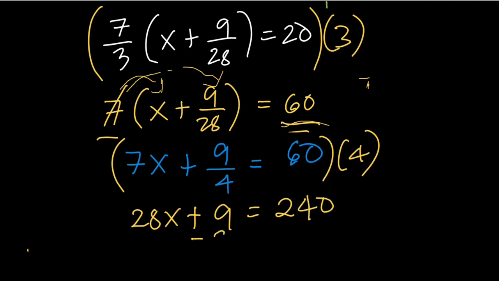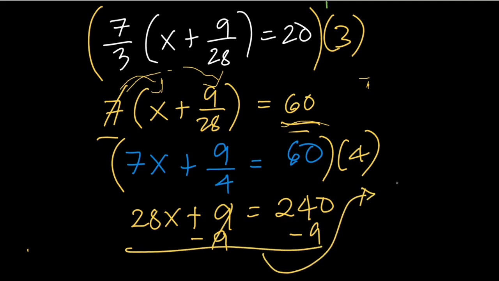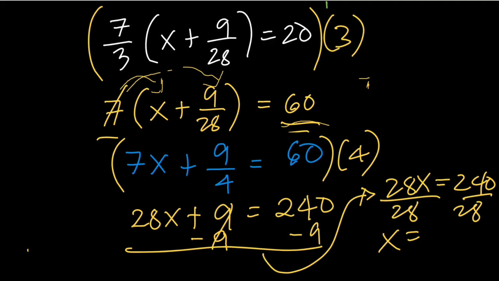Then you subtract 9 from both sides. So you have 28x equals 231. You can divide both sides by 28. So x is 231 over 28. The same answer. Whichever way is more convenient for you, as long as you do it correctly, you will get the same answer.